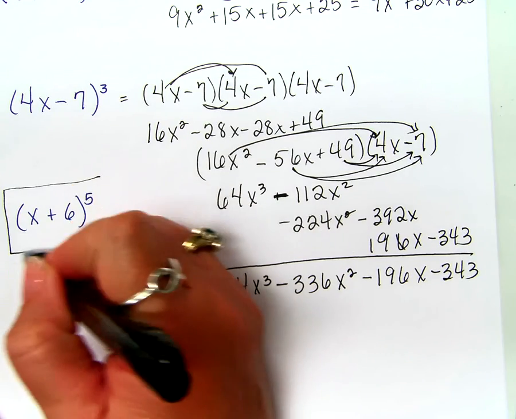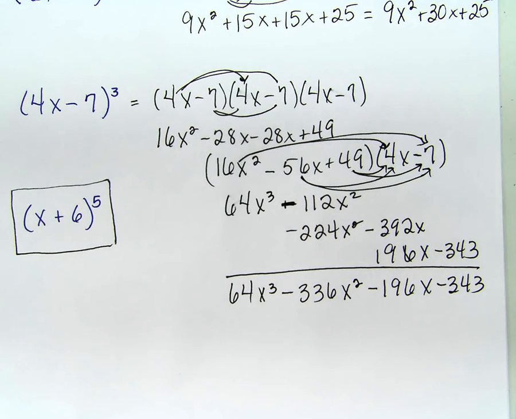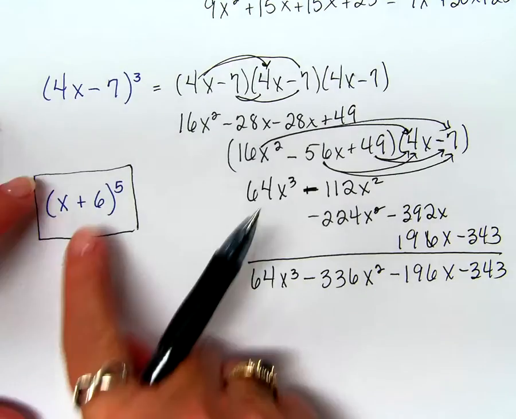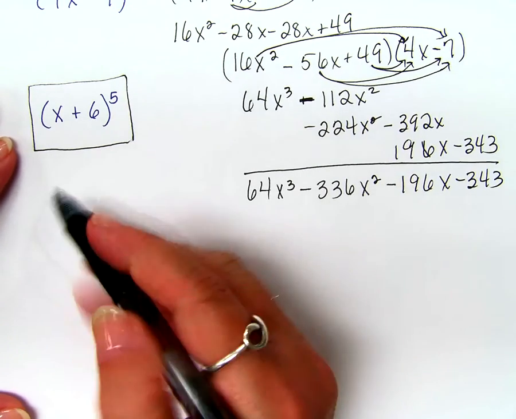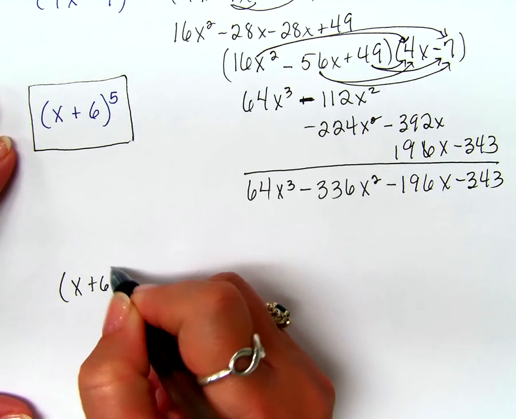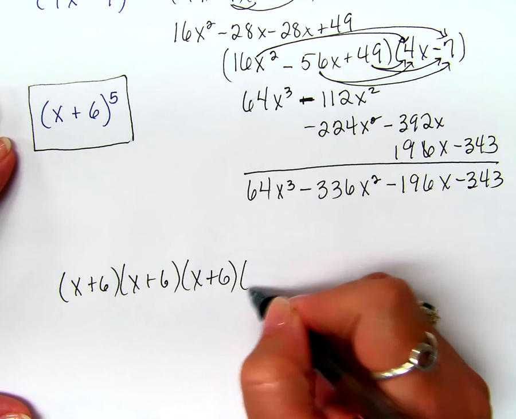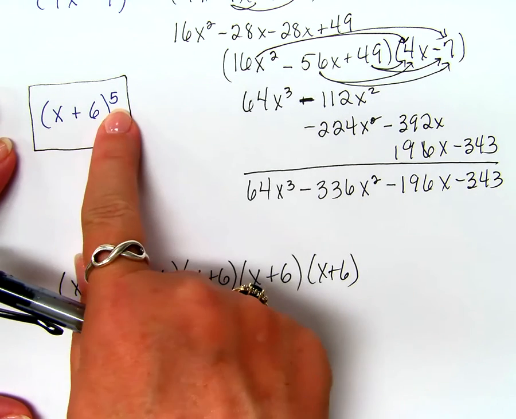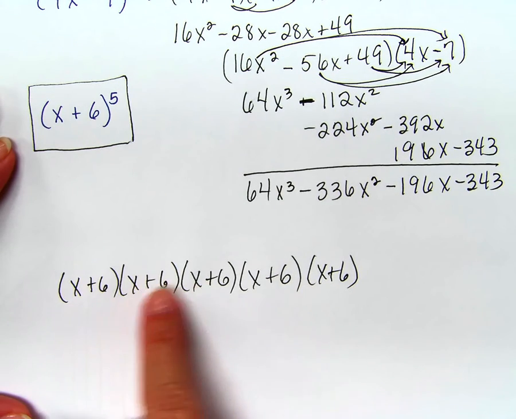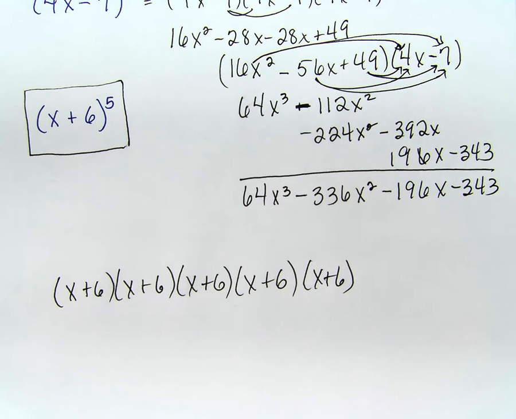Now, there's one more example on this page right here. Okay? You have some problems on your homework like this. First of all, let me remind you what this means. X plus 6 to the 5th power means I've got to do x plus 6, x plus 6, x plus 6, x plus 6, and x plus 6. I need x plus 6 5 times. 1, 2, 3, 4, 5. Okay? That seems like a lot of work. Even to me, that seems like a lot of work.